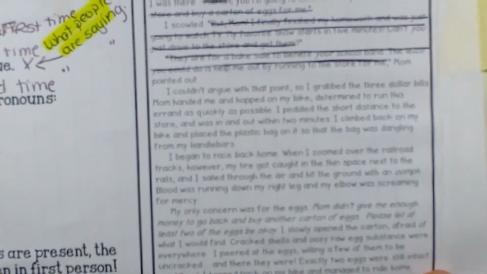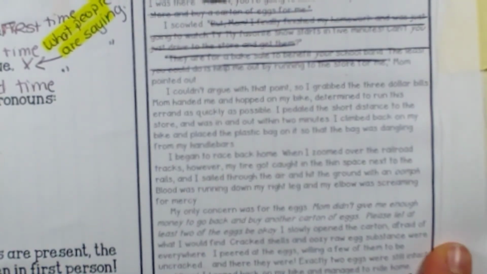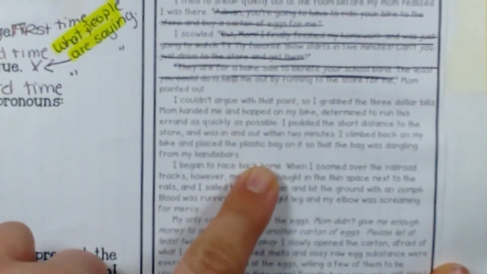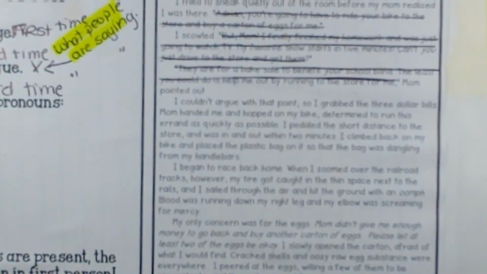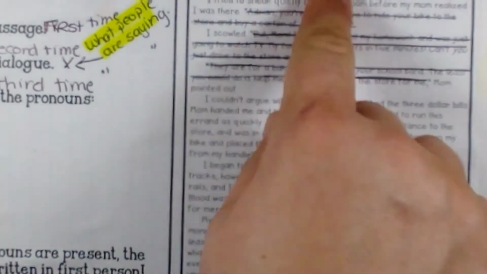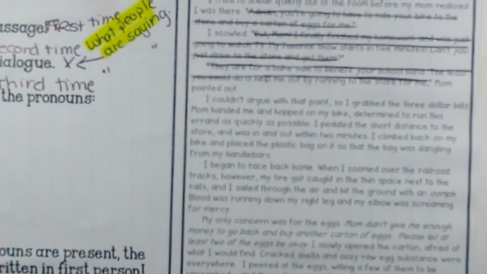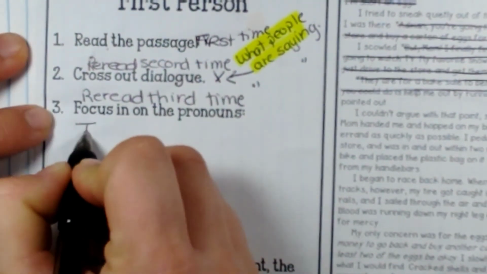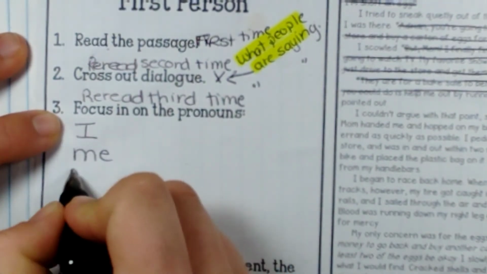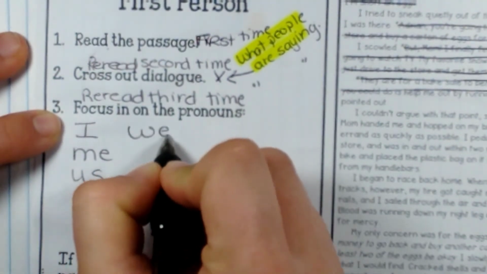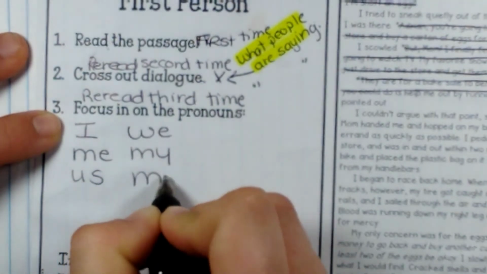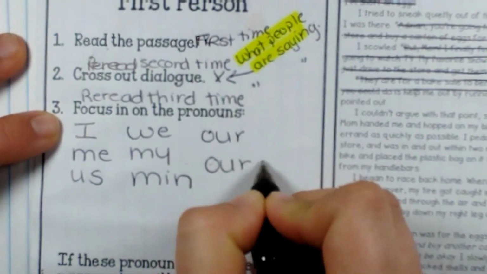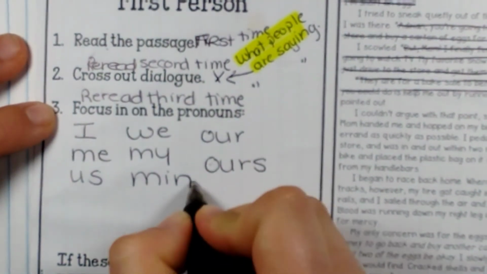Okay, so that's all of the dialogue. So the second time I read, I crossed out the dialogue, which is the quotations. Now I'm going to focus on the pronouns. Here are the pronouns that you're going to look for: I, me, us, we, my, mine, ours. Oops, that should say mine.